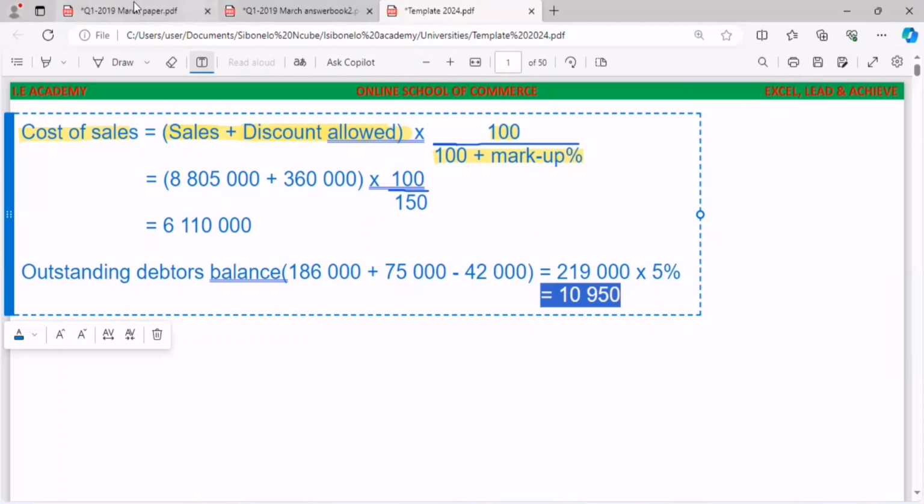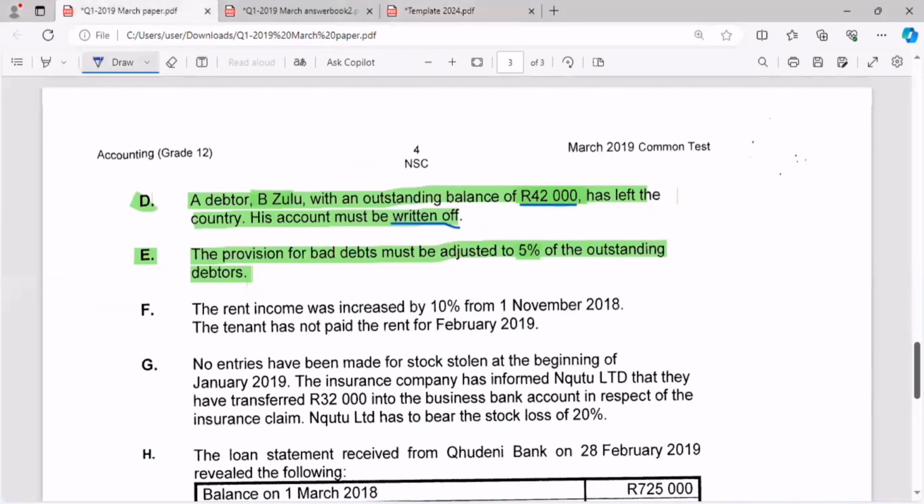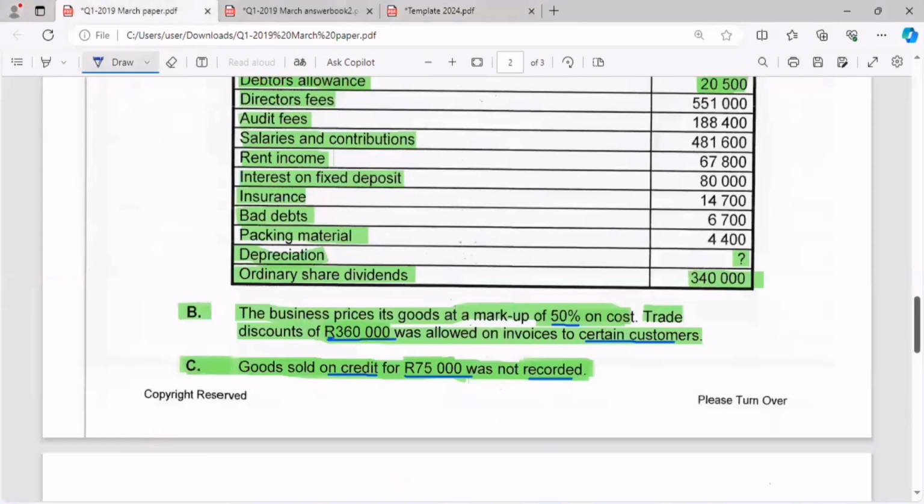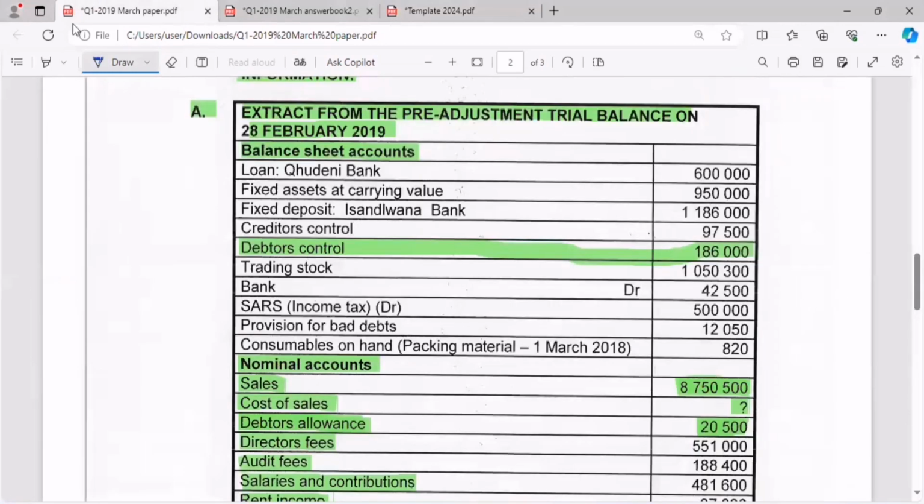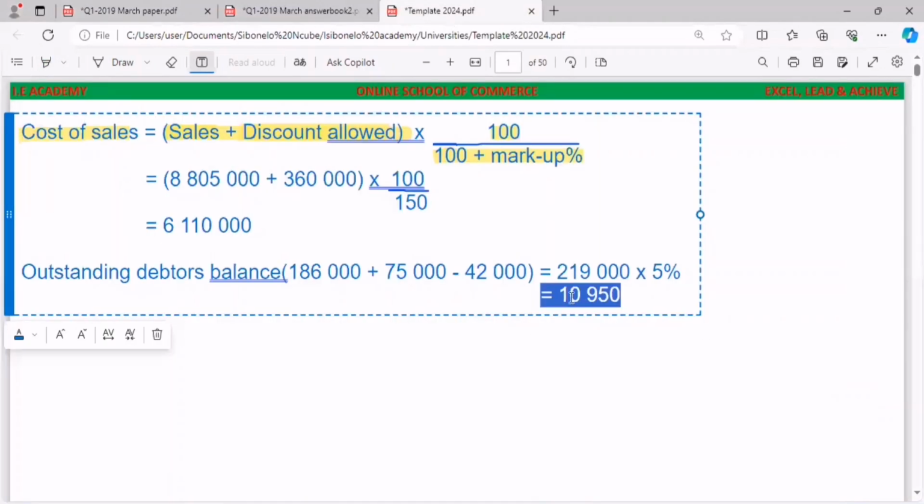So now there is a given provision in the trial balance. So in the trial balance, we have the provision for bad debts of 12,050. So initially we estimated that 12,050 is the amount that we will not receive from our debtors. But after making the adjustment, we have now discovered that no, the actual amount that we will not receive from our debtors is 10,950. So now let us check on the trend.